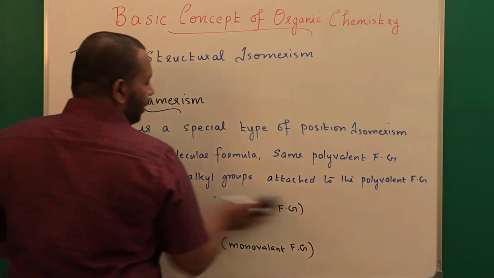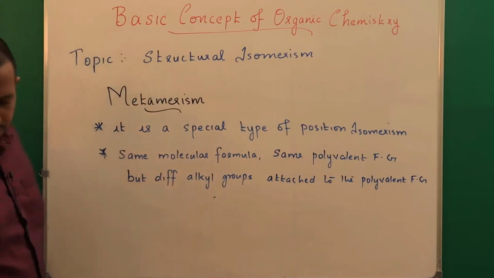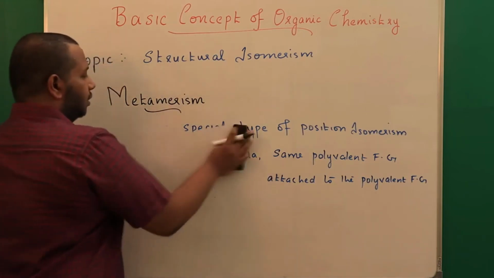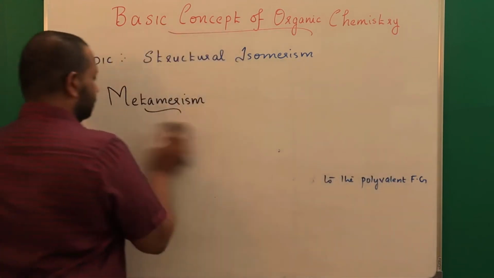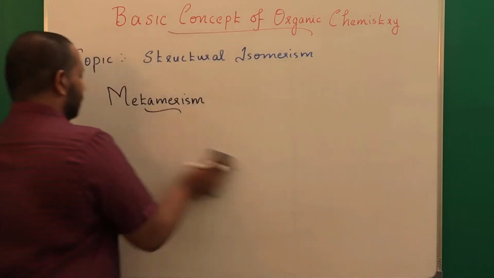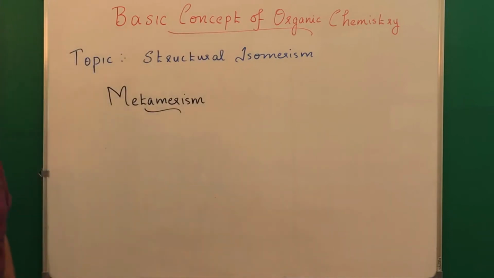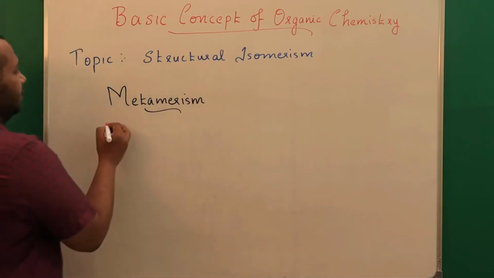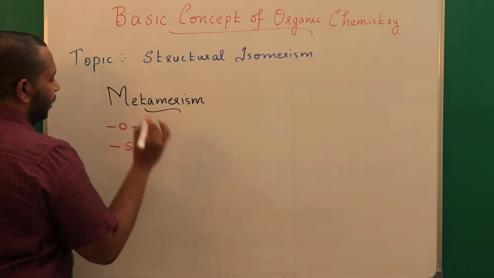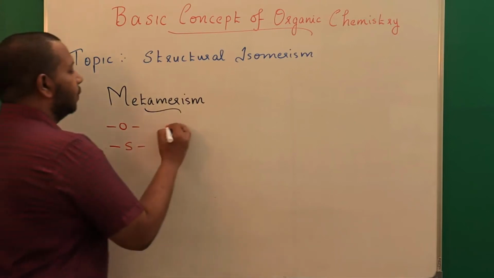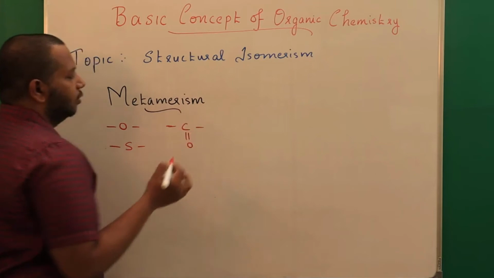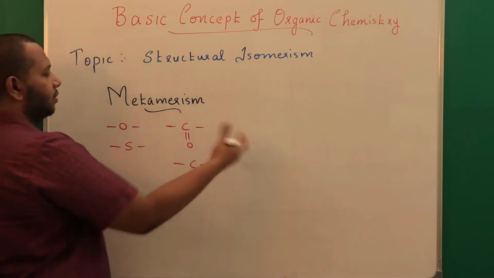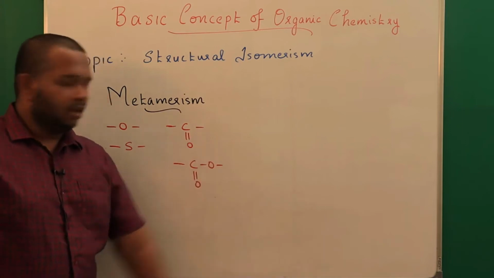Now let me give you a list of polyvalent functional groups. You can note down. Very, very important. Whenever a polyvalent functional group is there, you should always consider there is a chance of metamerism. So the ether linkage is polyvalent, the sulfo linkage too, but this functional group is not present in your syllabus. The carbonyl group is a polyvalent functional group. Then any derivative of acid where H is replaced by something else, COOR, ester, all these are polyvalent.